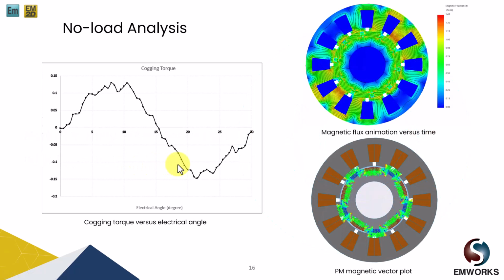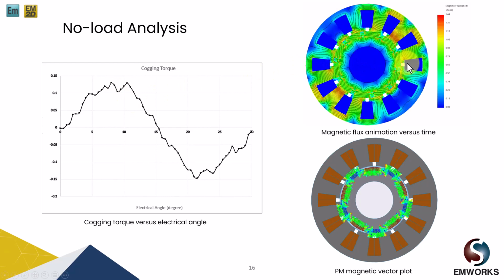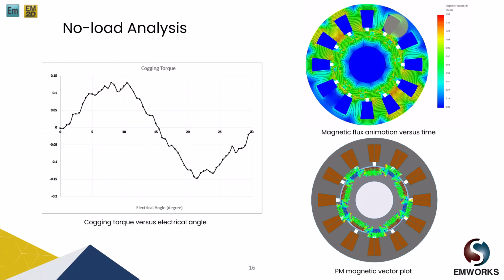So we can see here, as it eliminates the air gap magnetic flux harmonics, the overall cogging torque has also reduced to 0.13 Newton meter, which is lower compared to the conventional surface mounted PM motor. And we can also see its magnetic flux animation here, and also the magnetic flux density saturating at the tooth body or the stator back iron is close to 1.5 Tesla.